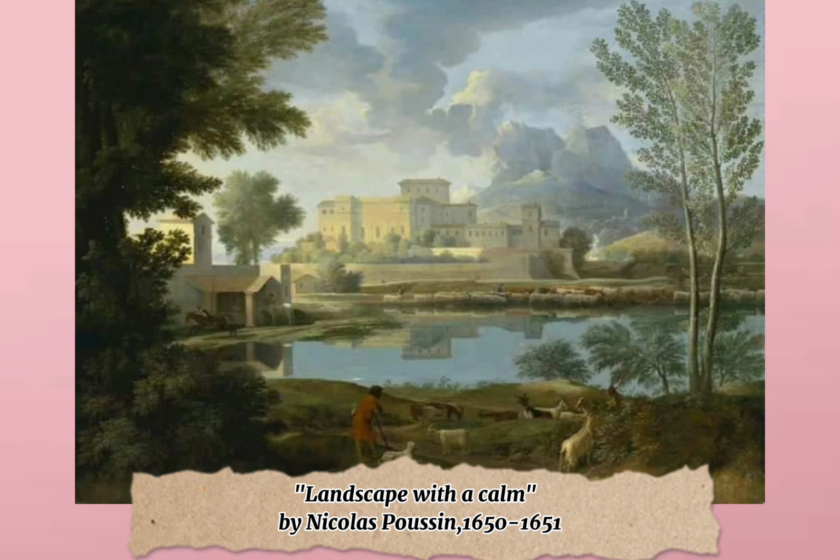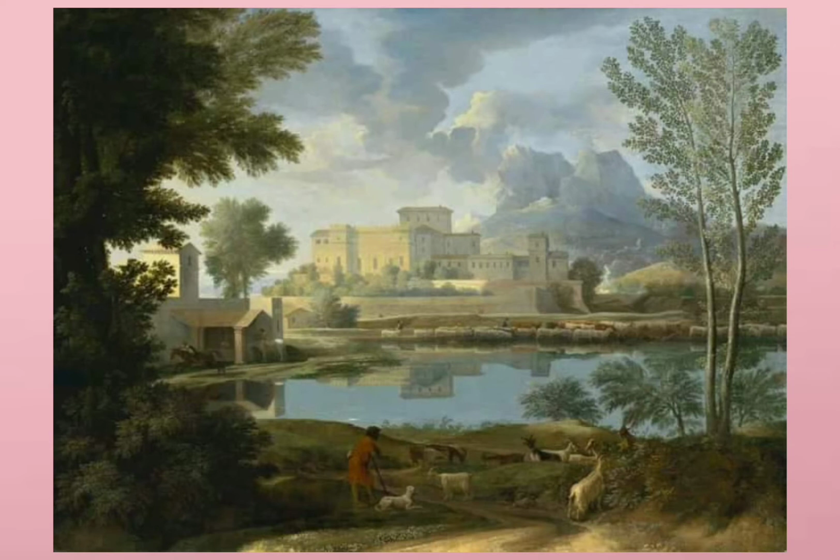Welcome to my art critic video presentation featuring Landscape with a Calm, painted by Nicolas Poussin in 1650 to 1651. The four steps of art critic are to describe, analyze, interpret, and place judgment, in that order. First, I'm going to start with a description.